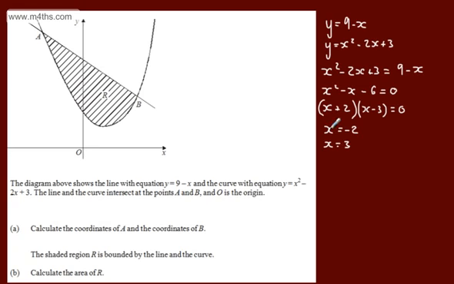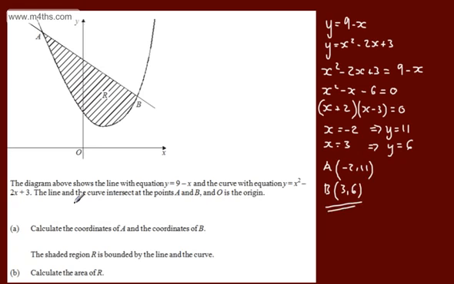So all I'm going to do is find the y coordinates. I'm going to sub this in right here. Putting it into the linear equation, y will be equal to 9 minus minus 2, so y will be 11. If x is 3, y will be 9 minus 3, so y is going to be 6. So we can say now that A has the coordinates minus 2, 11, and B has the coordinates 3, 6. So that's the first part done.